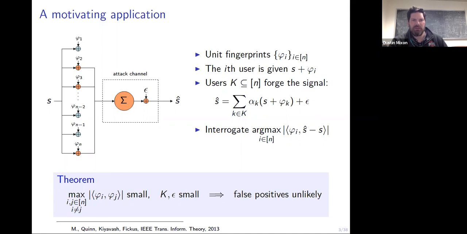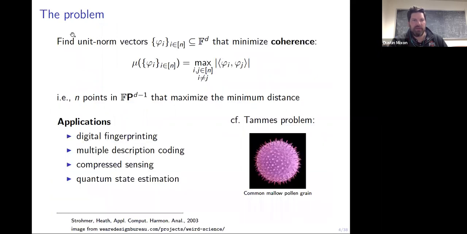But I want to zoom out and give you a bigger picture for what this sort of problem is all about. We're looking for unit vectors, and here our unit vectors are either going to be in R^d or C^d. So the field could be real or complex. And we want to select these vectors in a way that minimizes what we call coherence. So this is the maximum absolute value of pairwise inner products. We're going to call it mu, okay? Mu for coherence.